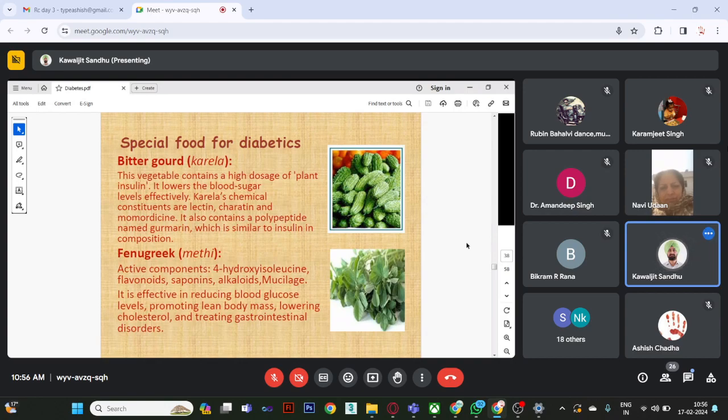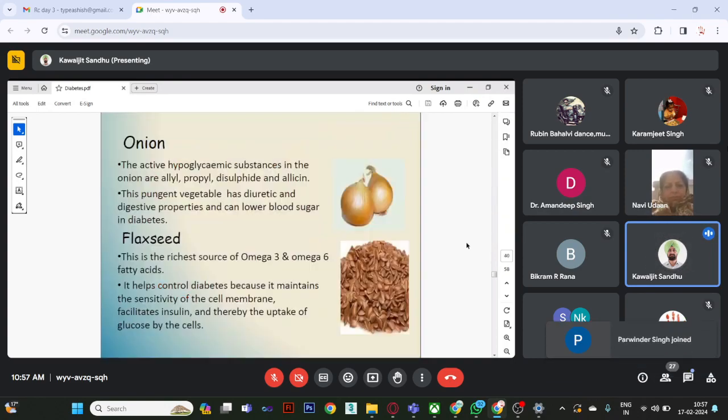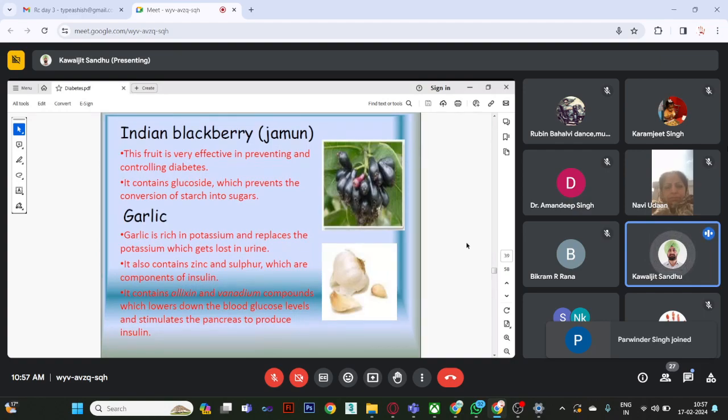Then we have methi, fenugreek. It is very rich in flavonoids, saponins, and other chemical components. It lowers cholesterol and in general has a good health promoting effect, so it should be consumed in our diet. Then we have jamun, Indian blackberry, which is important for how fast starch converts to sugars. Unfortunately, jamun season is very short, but otherwise it is very beneficial for diabetes.